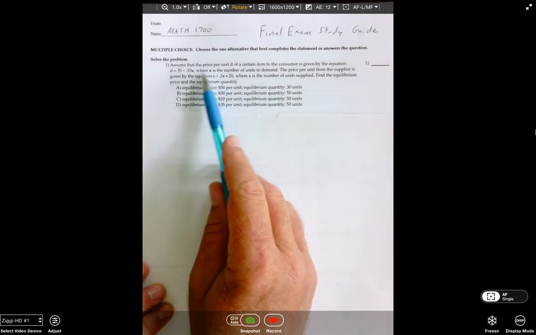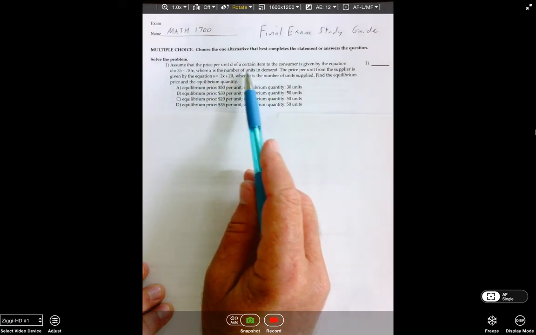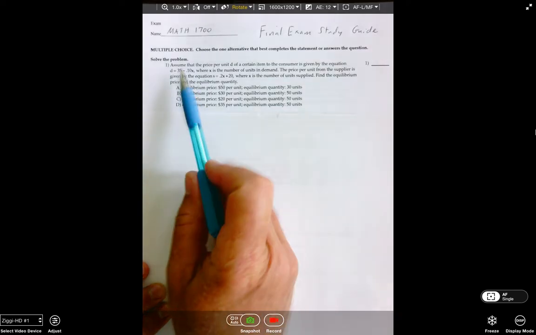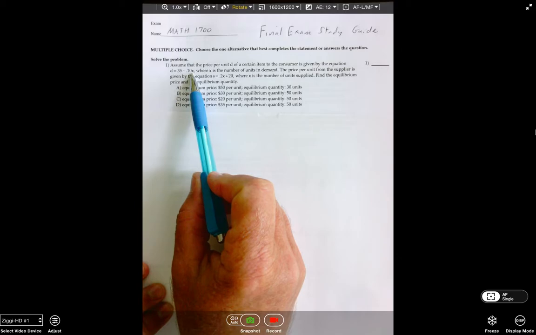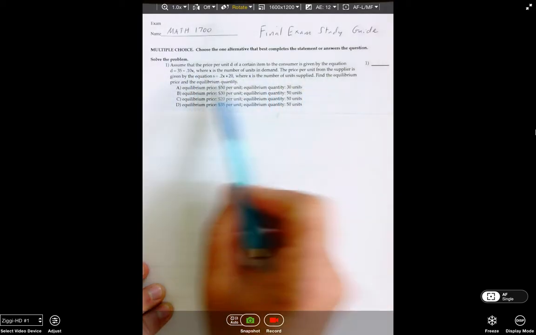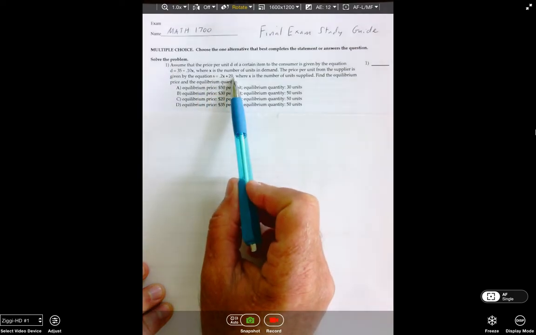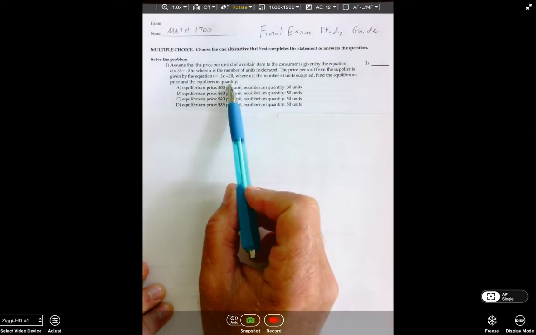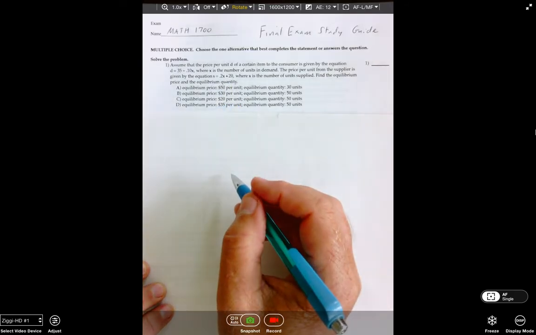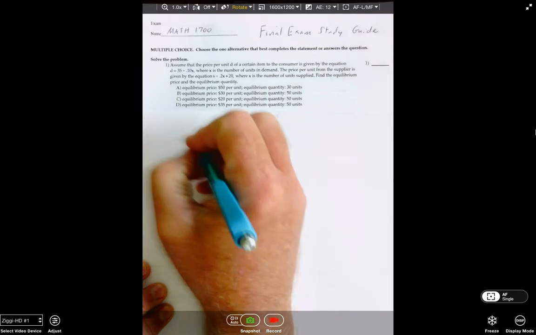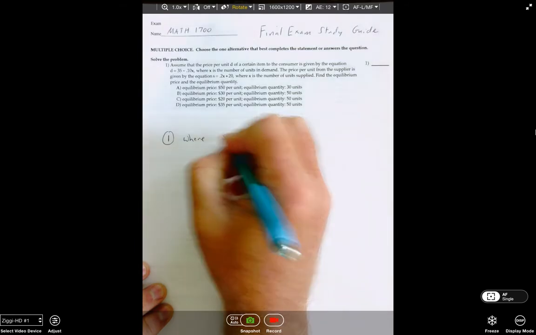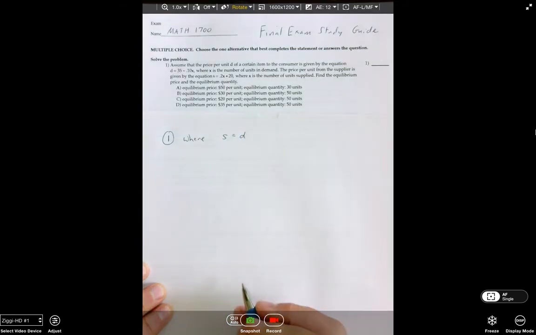So the first one says, assume that the price per unit D of a certain item to a consumer is given by the equation D equals 35 minus 0.1x, where x is the number of units in demand. You can see that we have the supply. Find the equilibrium point and the equilibrium quantity. Well, what we want here, guys, for number one, is to know where S is equal to D.